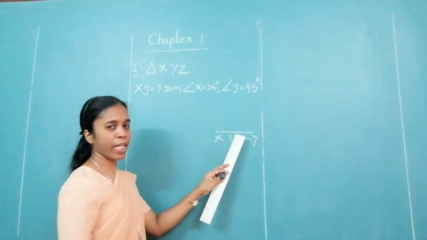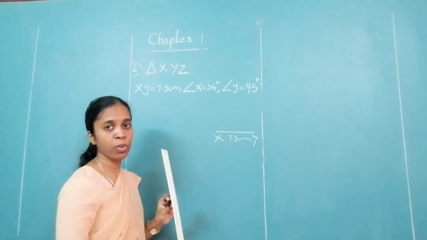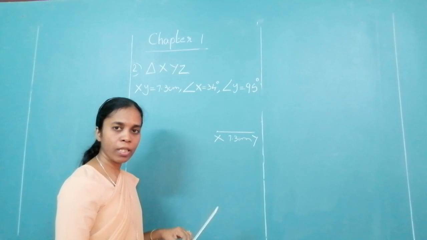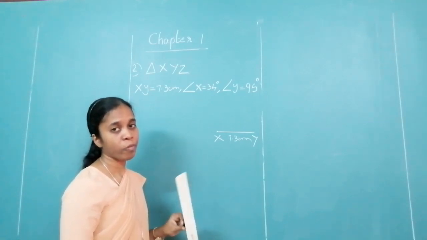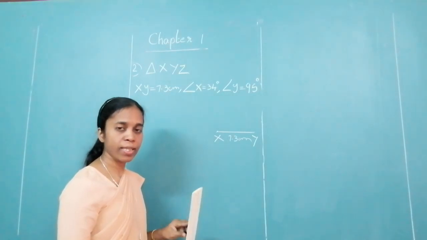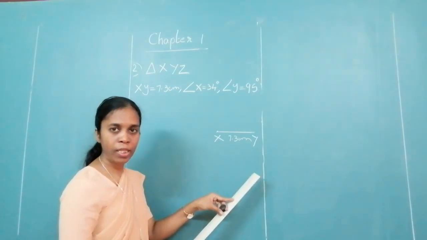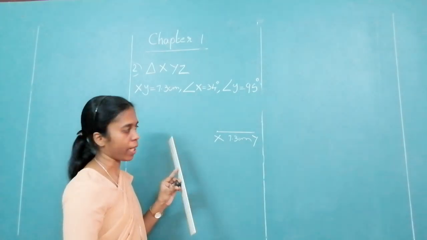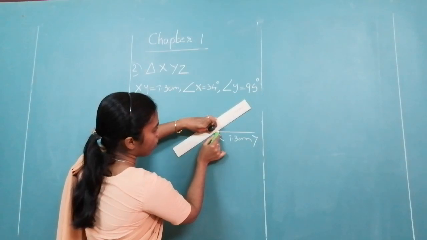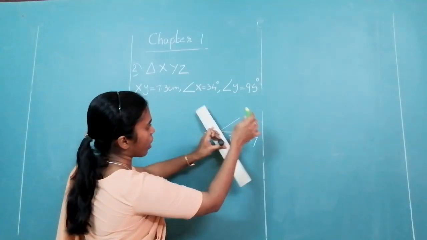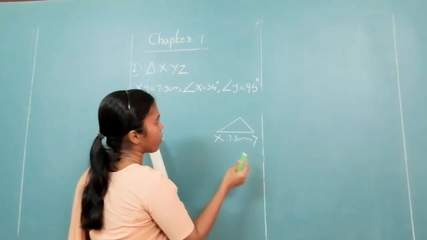So what type of side is it? Included side. So what measures are given to you? Two angles and an included side. What was previously? Two sides and included angle. Here, two angles and included side. Angle X is 34 degree, so 34 degree will be something like this. And Y is 95 degree, so this is how your 95 degree will be.